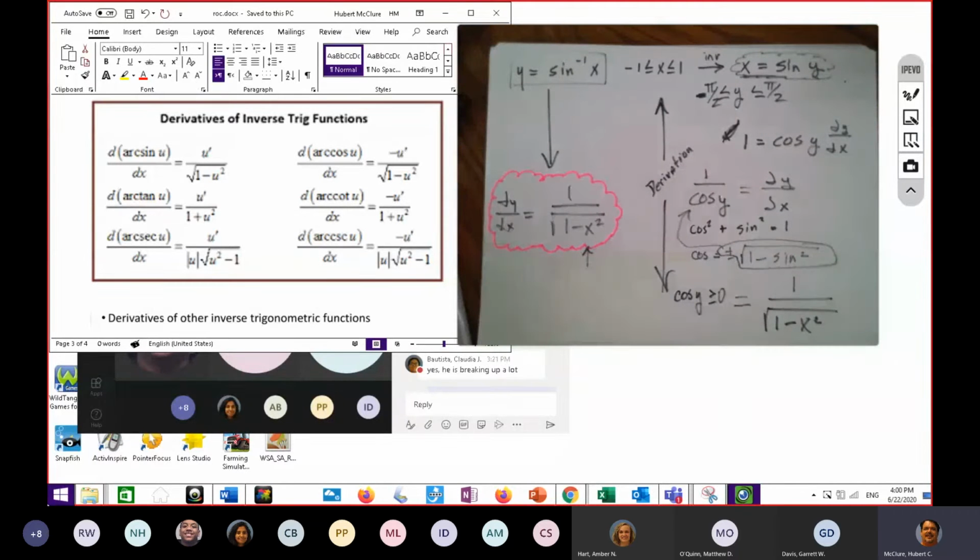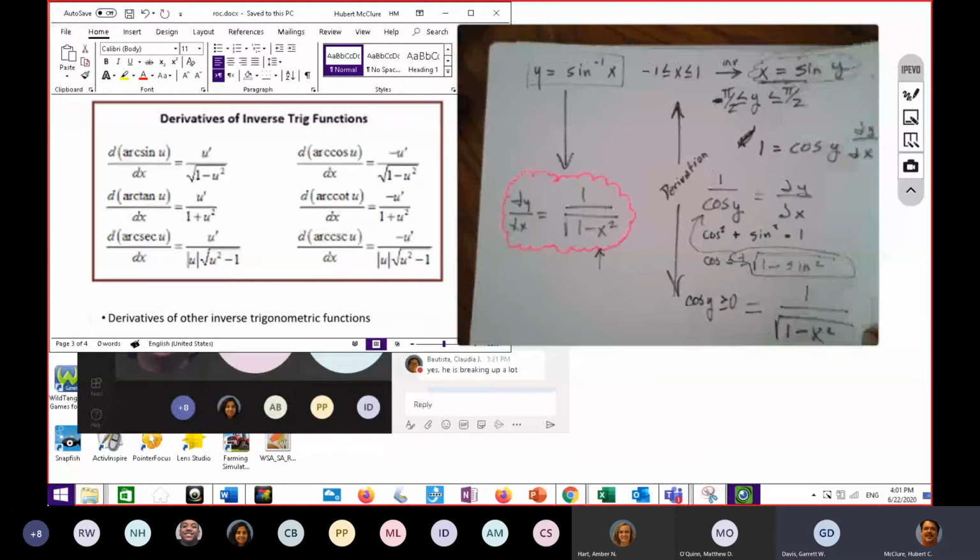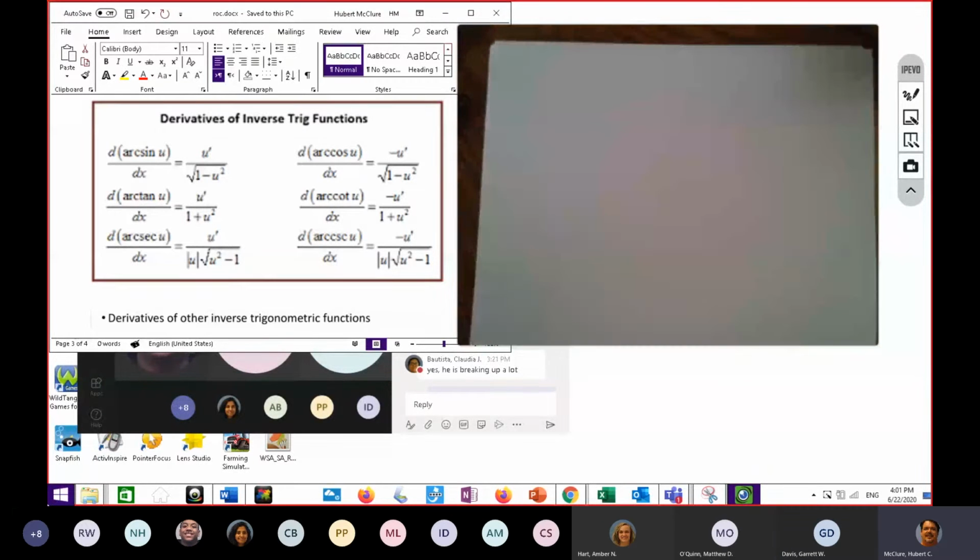Okay? Here are 2 examples of test questions for section 3.10 A. And you're only talking about 2 or 3 questions. Find the derivative with respect to x of the inverse sine of the natural log of x.